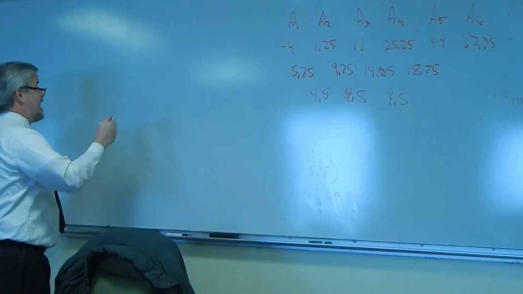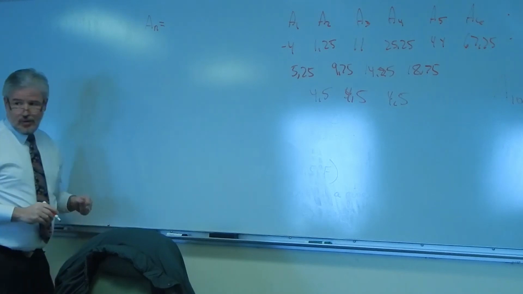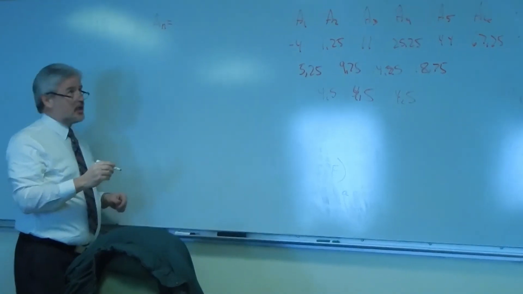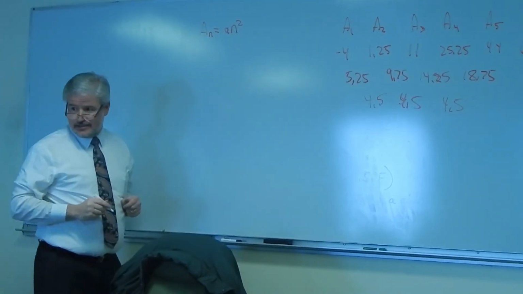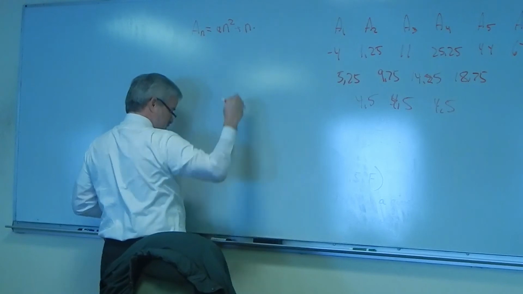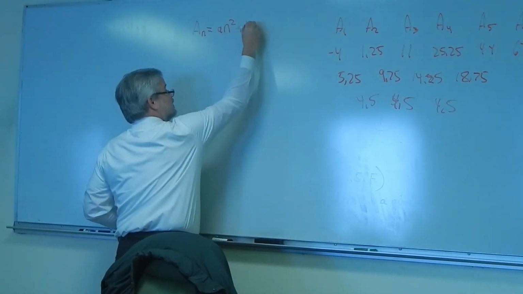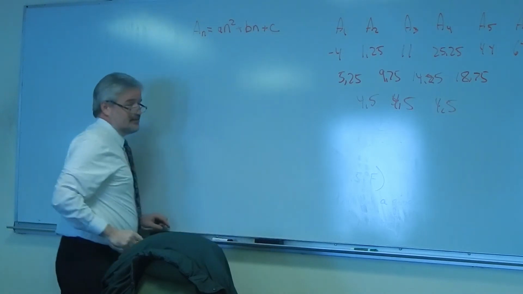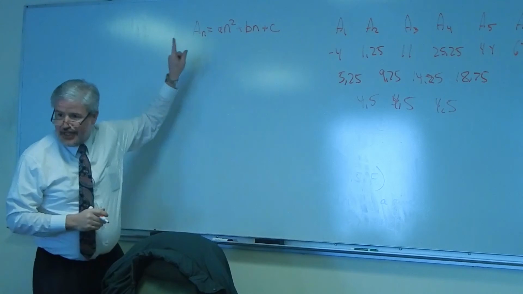Which means that An, I'll just put it in general up here, is going to look like what? Well, I don't know what the coefficients are, but they're going to be a n squared, that makes it a second degree, plus what? Plus bn, plus c. The explicit formula for our series here is going to look like that.